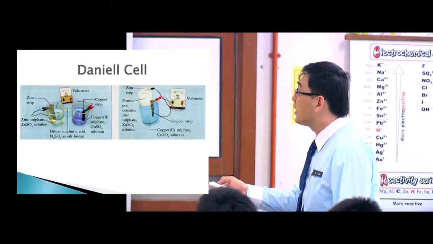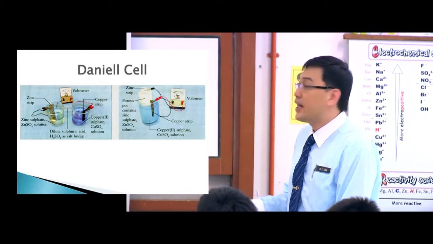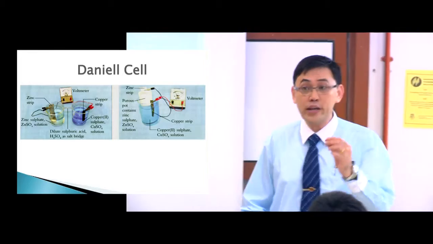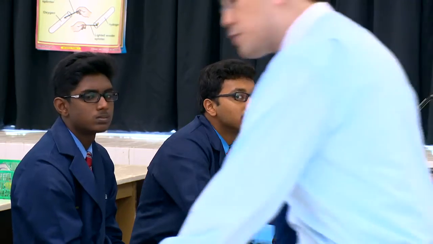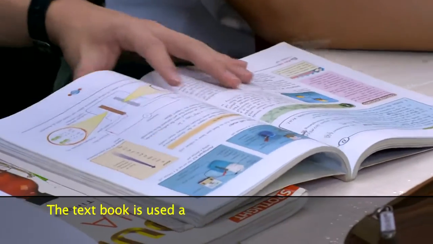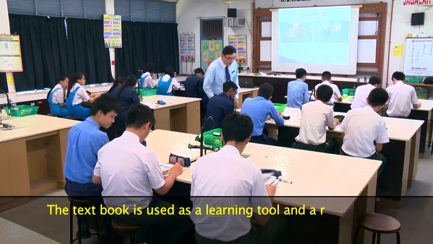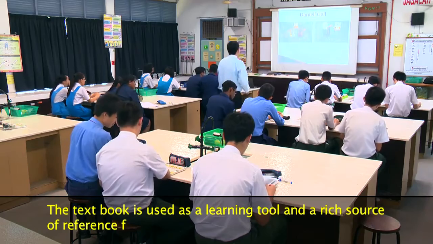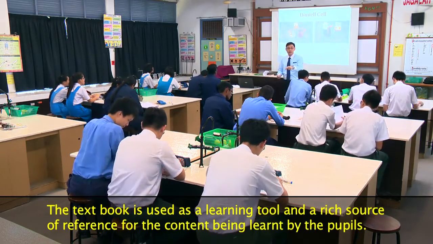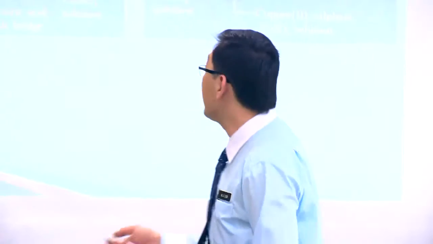If you look properly, here we have two beakers. And in between the beakers, actually there is a connection. If you want to look in detail, you can flip to the textbook, page 105. Look in detail at the diagram. Can you see that, 105? The diagrams, in between there is a U-tube, we call that a U-tube. Then this U-tube acts as the salt bridge.